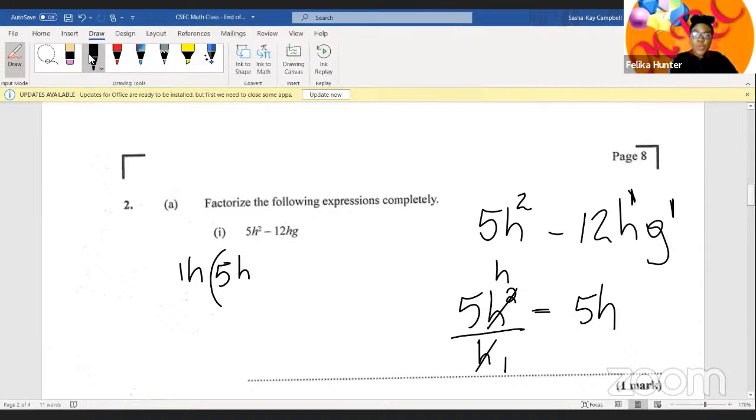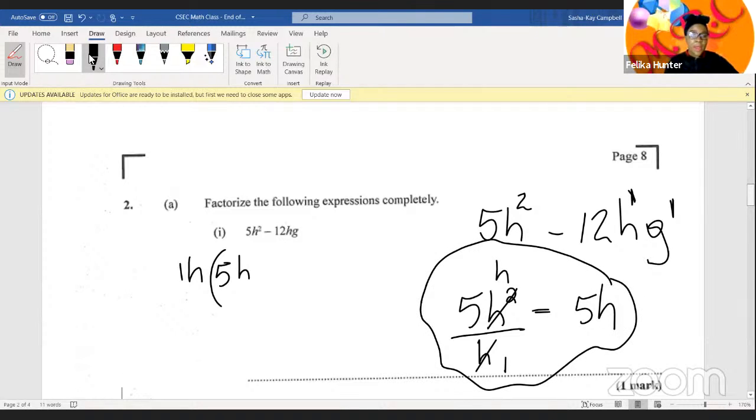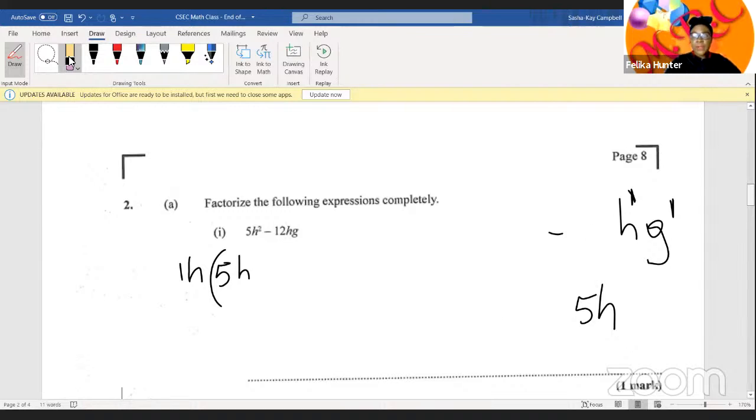You don't need to show this step over here. You don't need to show that at all. All right, but that's just for your support in the event that you're not so sure what is happening. Good. So we continue. So we're done with the first term and we move to the second term.